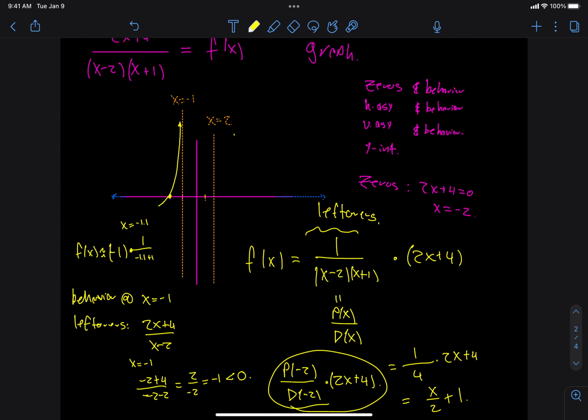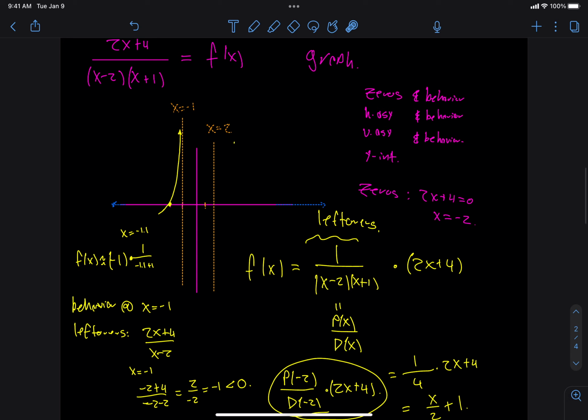Okay, so now, do I need to check what I get when I plug in a number which is a little bit bigger than x equals -1? I actually don't. The reason is I know that the multiplicity of this 0 is 1.